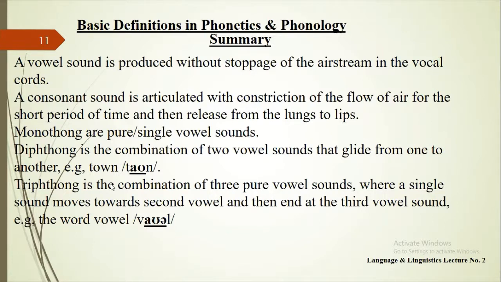We have 2 vowel sounds here, and a triphthong is the combination of 3 pure vowel sounds. A single sound moves towards a second vowel and then ends at the third vowel sound. For example, the word vowel itself. We have 3 pure vowel sounds in consecutive form.